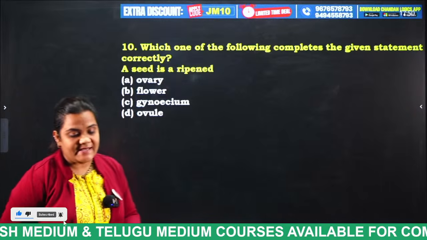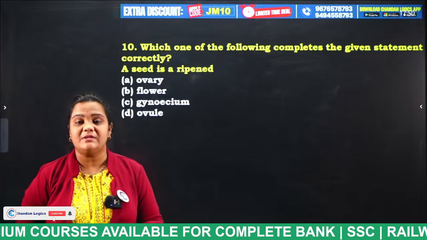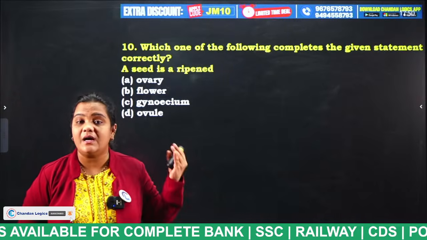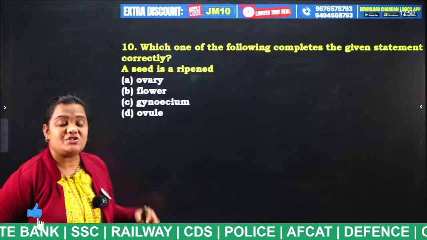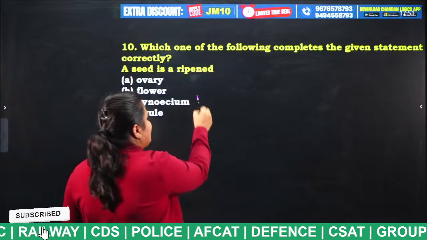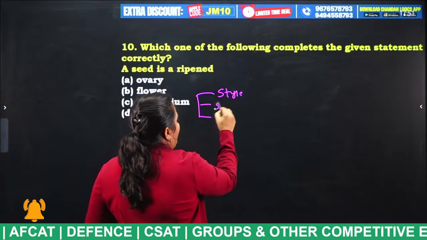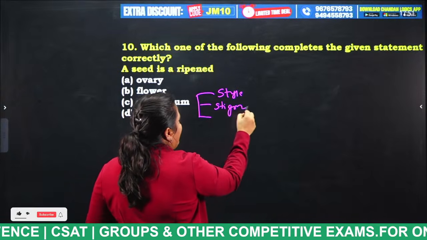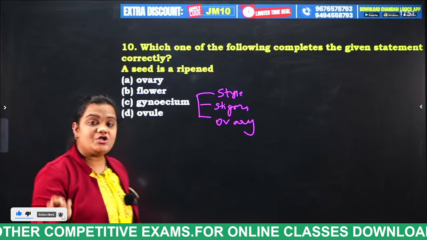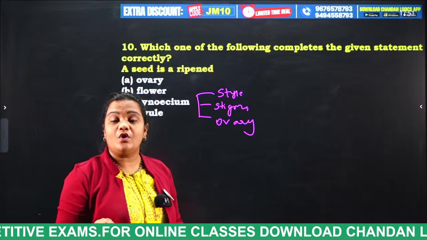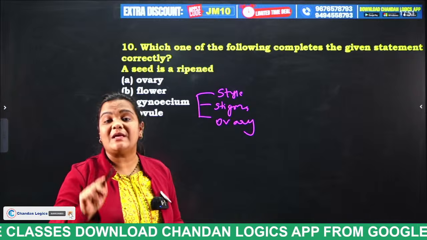A seed is a ripened. What do you mean by gynoecium, students? The gynoecium is the female reproductive organ of the flower. It consists of three parts: style, stigma, ovary. The ovary consists of ovules. In this ovule, what is present, students? A seed is present in the ovule, and the fruit is present in the ovary.